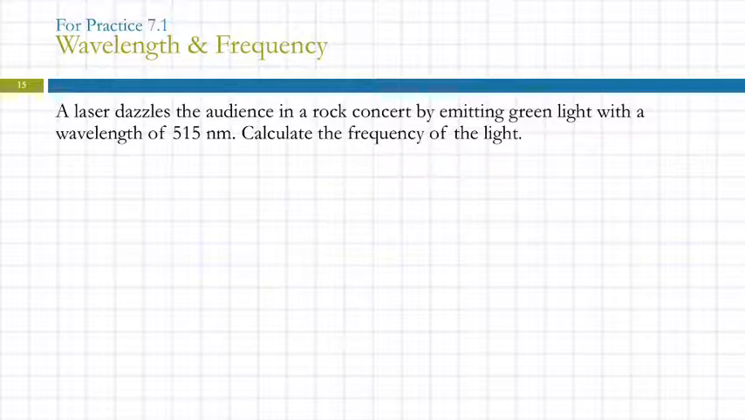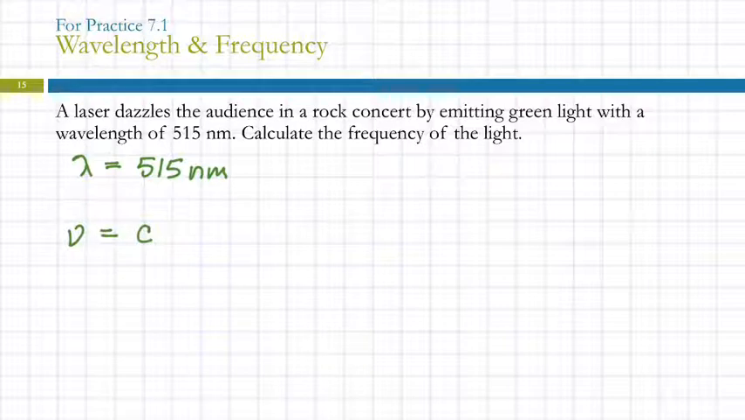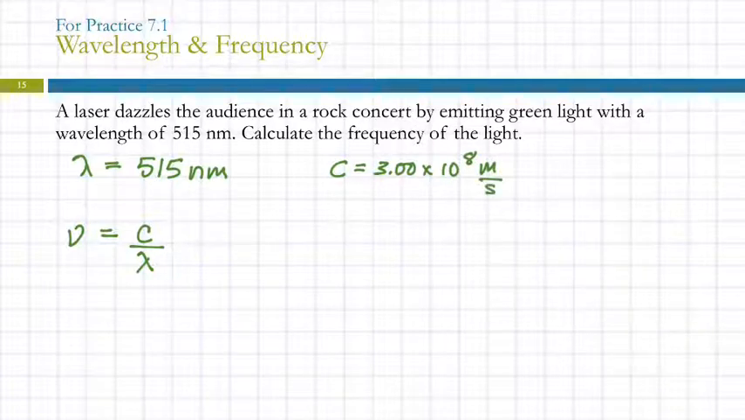Well, we've got a wavelength. So wavelength is lambda, 515 nanometers. It says calculate the frequency. Well, we've got that equation. Frequency is equal to c, the speed of light, divided by lambda. c equals 3.00 times 10 to the 8th meters per second. You don't have to memorize that. If you need it on an exam, I'll give it to you. So we can just use this equation without rearranging it.